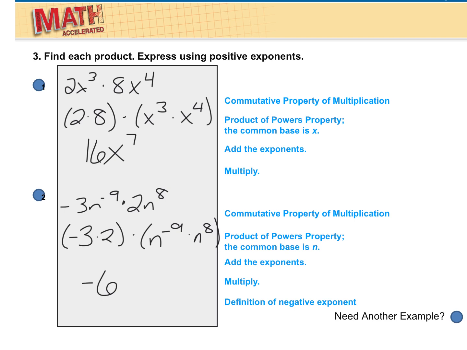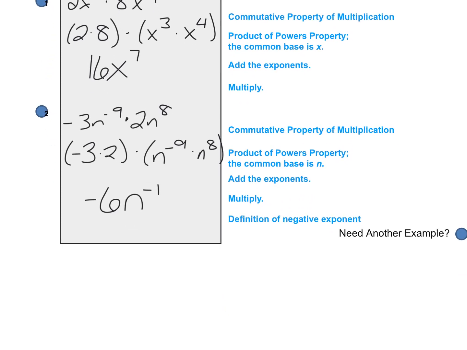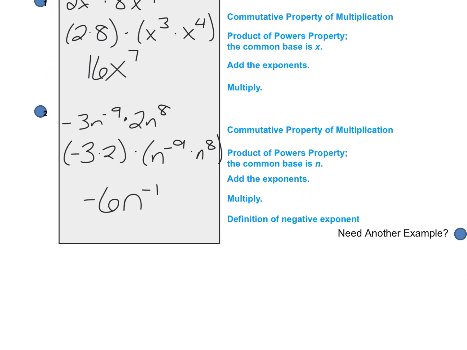You would bring down the 9s, and then bring down the n, and then add the other 2. Add the exponents. -9 plus 8 is -1. Now, we cannot leave this. But what do we do with that -6? Keep it on top, right? The only thing that moves is what's connected to the exponent. So that -6 stays, and then what's on the bottom?